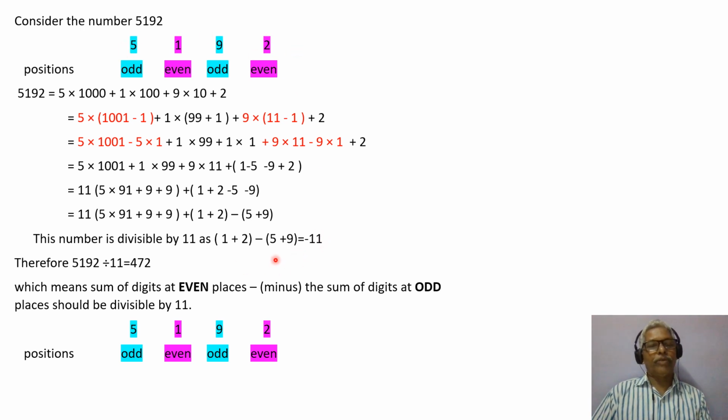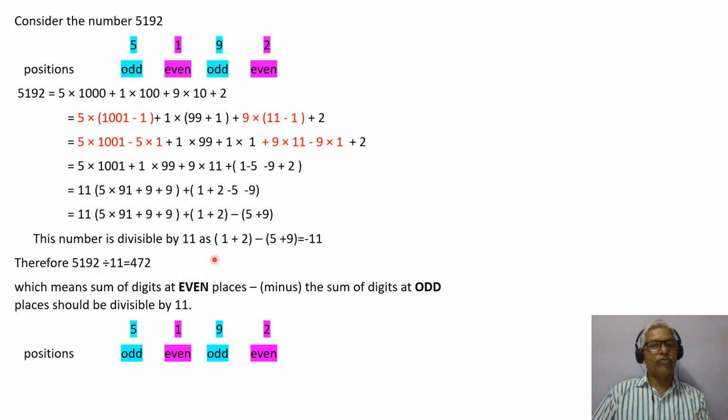Okay, we will see practically what happens here. This number is divisible by 11 as 1 plus 2 minus 5 plus 9 is equal to minus 11. Therefore 5192 divided by 11 is 472. You have seen this. Okay, this is divisible by 11.